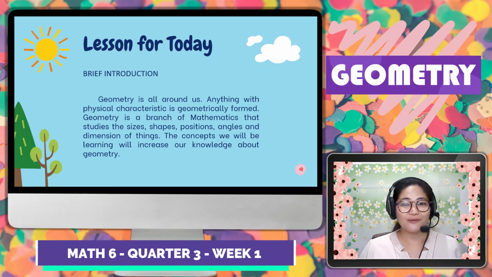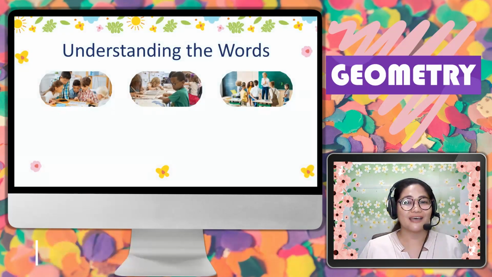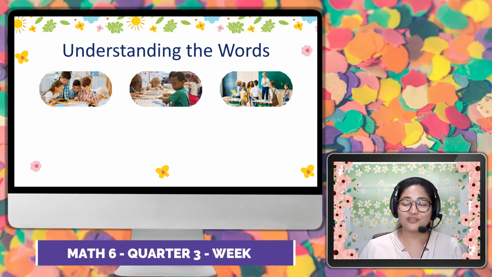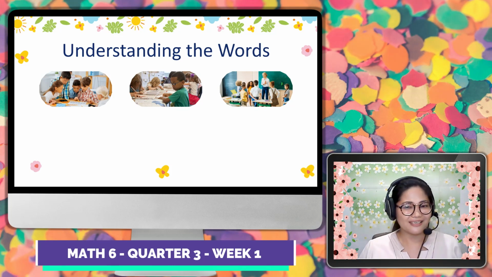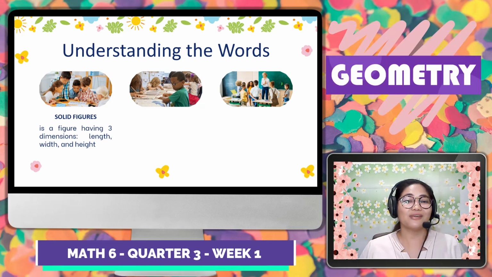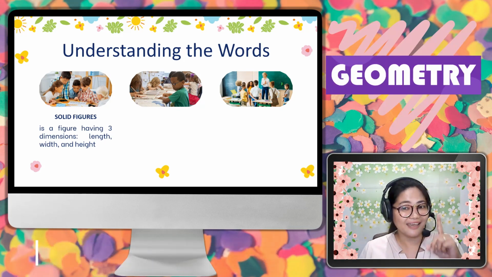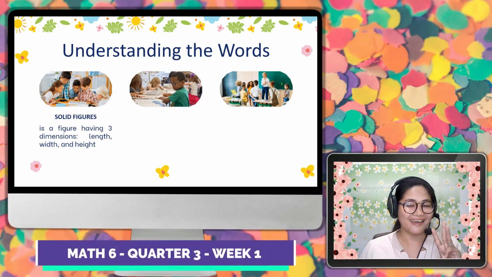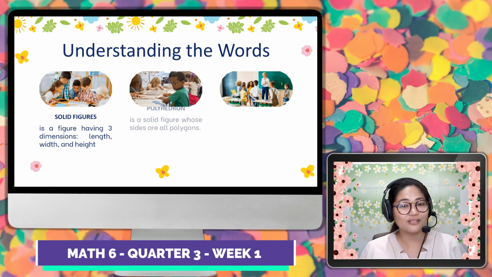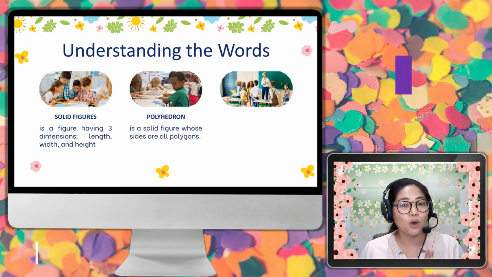Before we proceed to our lesson, let us first understand the following words that we are going to encounter throughout the lesson. First, solid figures. What is a solid figure? Solid figure is a figure having three dimensions: the length, the width, and the height. Our next word is polyhedron. Polyhedron is a solid figure whose sides are all polygons.